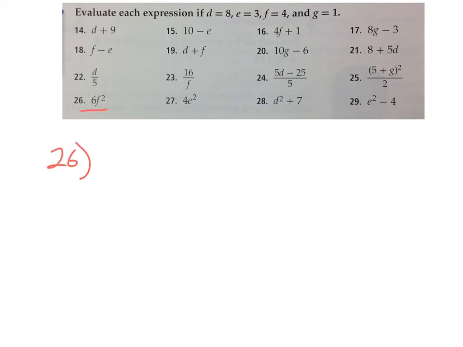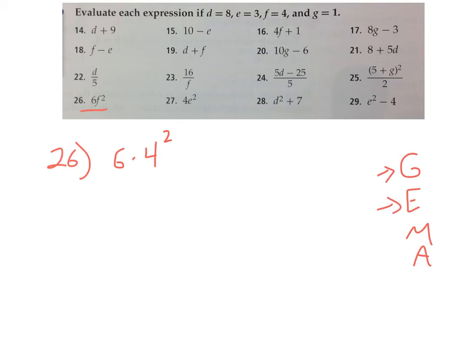So here on this one, we're going to take a look at number 26. So it's 6f squared. So I take a look up here to see what does f equal? Equals 4. So first thing I do is I write my problem out. 6, remember that means times, if there's no sign in there, times 4 squared. Okay, now I know from my order of operations that there's no groupings here, but there is an exponent, so I've got to do my exponent. So I'm doing one step at a time.